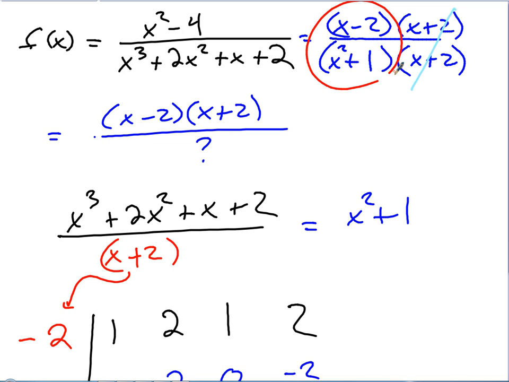How? Quadratic formula. Sure, if we want to find the zeros of that, we could just set it equal to 0 and solve using the quadratic formula, right? Can you tell me, though, without even doing math? And that would certainly work. Is that going to have any real zeros? It's x squared plus 1.